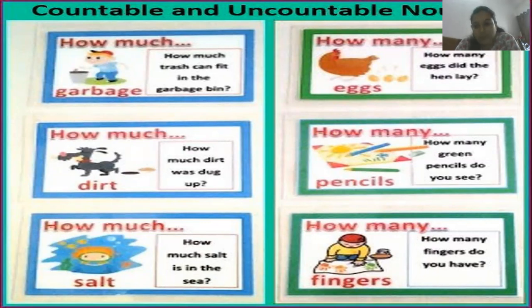हम ऐसा नहीं पूछ सकते how many garbage, एक garbage दो garbage ऐसा पूछ नहीं सकते. We have to ask questions like how much if we want to identify uncountable noun from the sentence. On the other hand, if we want to identify a countable noun, then we have to ask questions like how many green pencils do you see? कितनी green pencils दिख रही है? So we can easily count and name them in number.